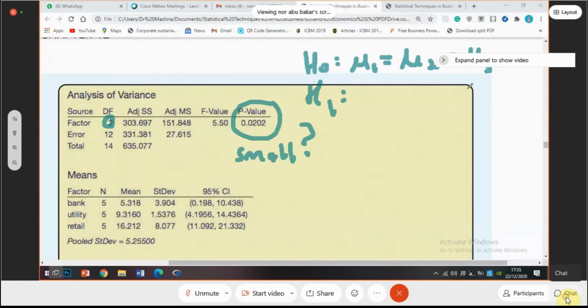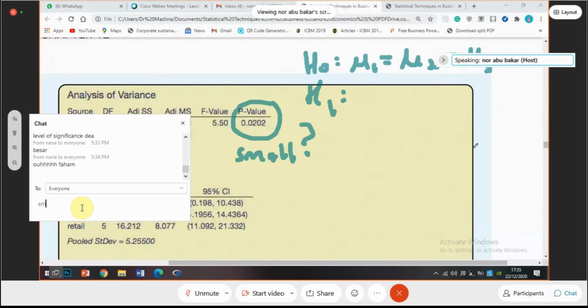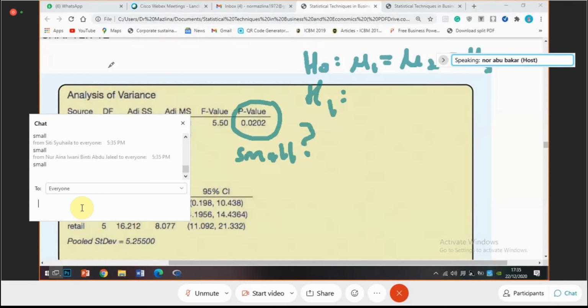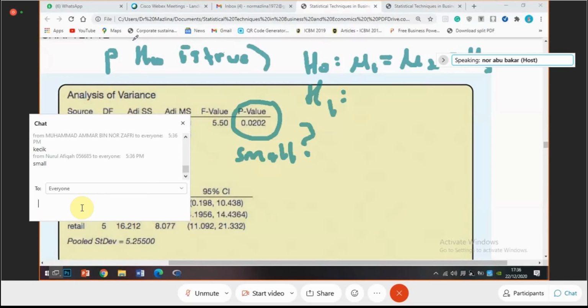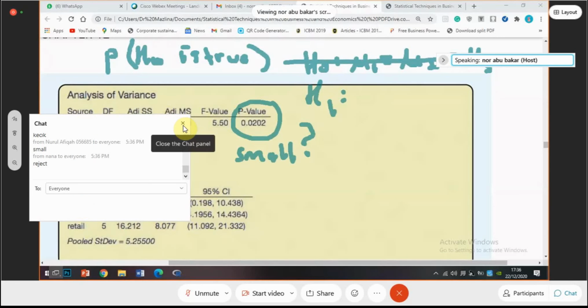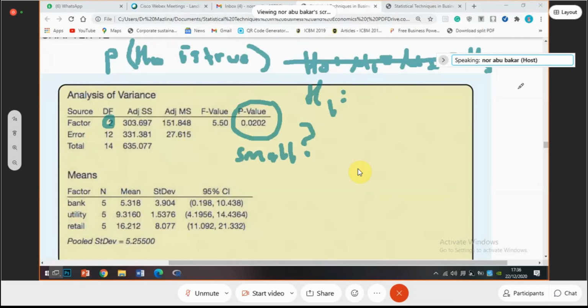Jawab. Small, yes. Small means that the probability, P adalah probability that H naught is true. So the probability H naught is true is very small, so you reject. Means that the means for the 3 things under consideration differ.